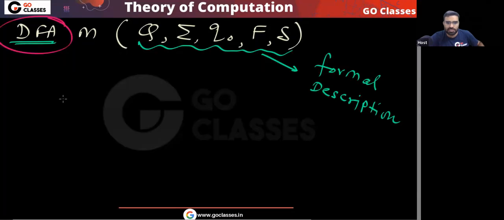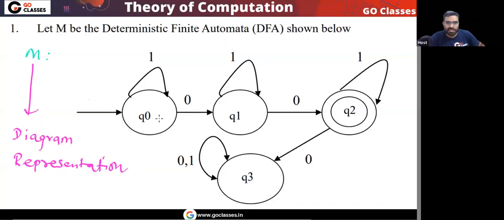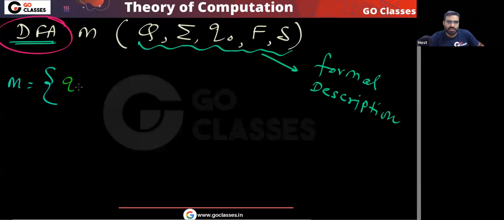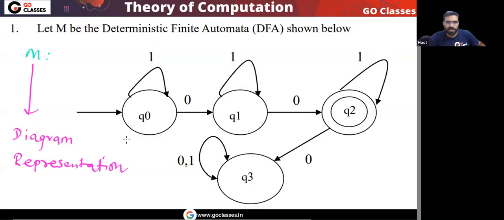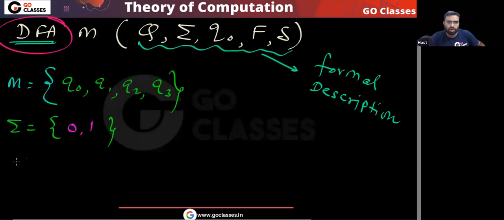So tell me, what is the set of states? The set of states is Q0, Q1, Q2, Q3. Yes or no? Next, tell me what is the alphabet? The DFA is given to you. You can notice the alphabet is the binary alphabet, that is 0, 1.